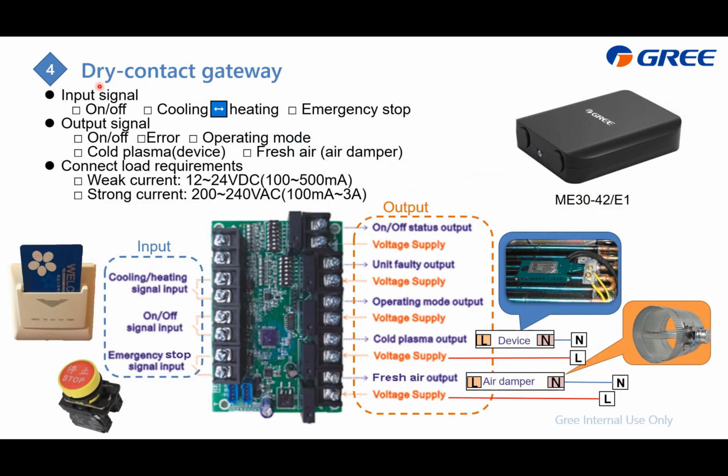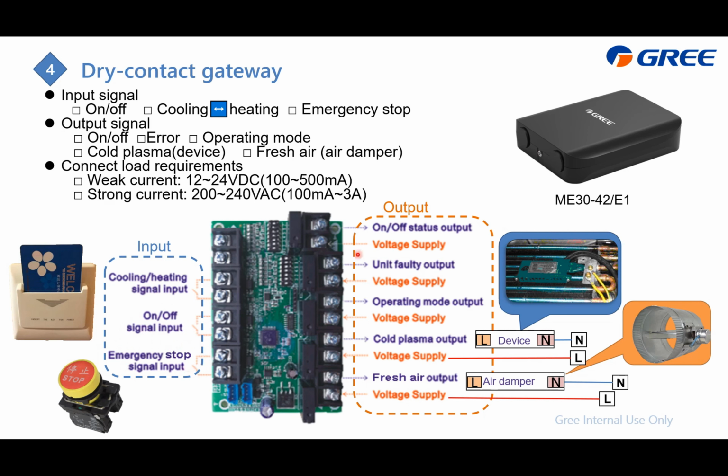Next is the joint contact gateway. For this one, you can connect this gateway to the rooftop to achieve different functions and also to display different operating states. And here is for the input. This one is for the output. And we support input to change the cooling or heating mode or to turn on, turn off. And also here is the emergency stop button.